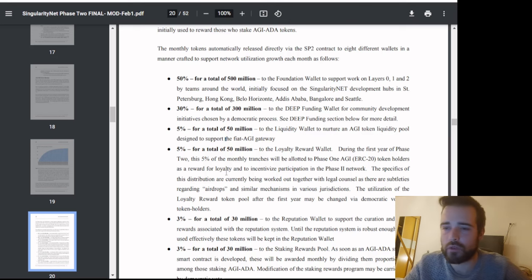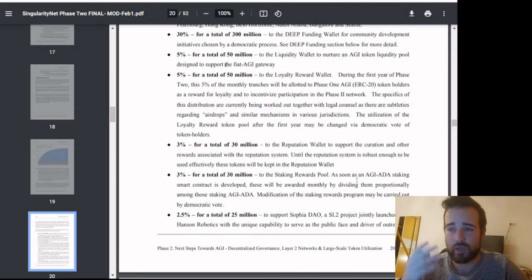5%, for a total of 50 million, will go to a liquidity wallet to nurture the AGI token liquidity pool, designed to support the AGI to fiat gateway. That's a gateway in our Singularity Net platform, where you can facilitate trading AGI for fiat money in a most instant way, which is very important for users outside of the crypto world. Then we also have 5% going to this loyalty reward pool that we've just showed you more about.